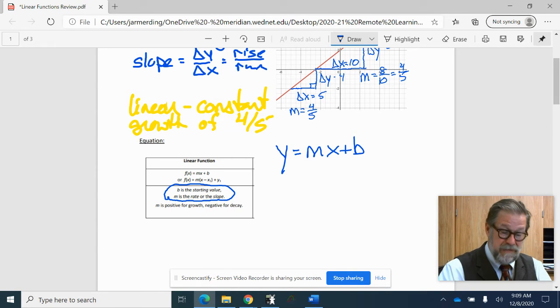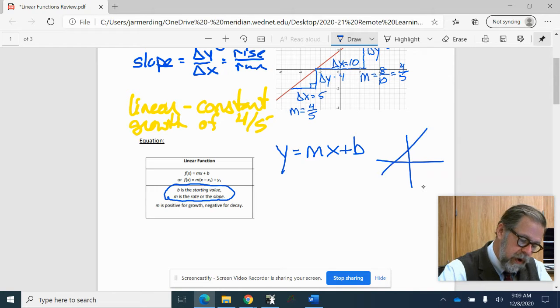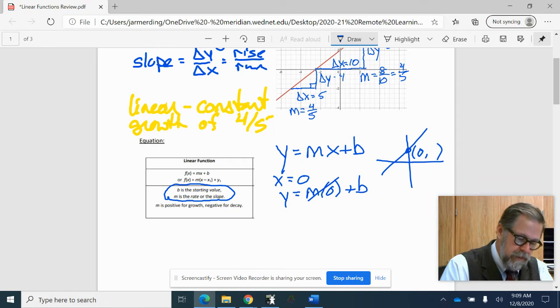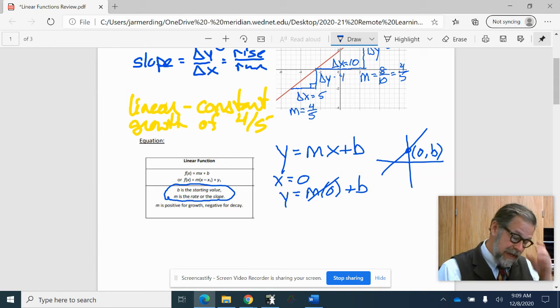How do I remember that if I'm not sure? Well, remember that if I'm looking at a graph, that point right there has an x value of 0. And so if I make x equals 0, then I get y equals m times 0 plus b. m times 0, of course, is 0. I get y equals b. So that's the easy way to remember that.